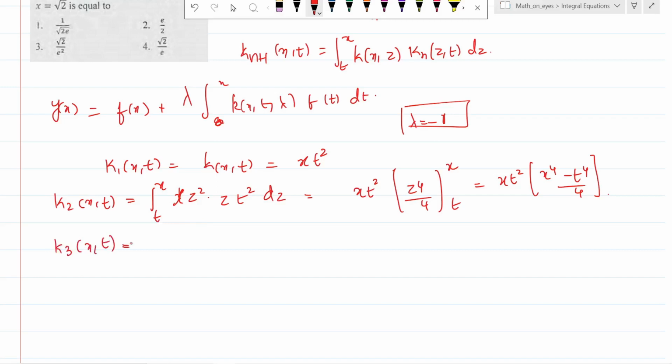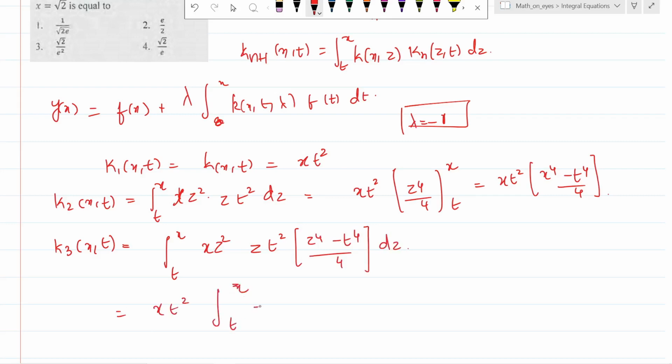K3 of x comma t is equal to integral t to x z squared as it is. Now this part, wherever x is present, we have to substitute it as z, right? z t squared into z power 4 minus t power 4 divided by 4 into dz. We will take all the constant terms outside. x t squared can be taken outside. Integral t to x z cube into z power 4 minus t power 4 divided by 4 into dz. Now how do we solve this term? z cube into this part, which will give you z power 7.